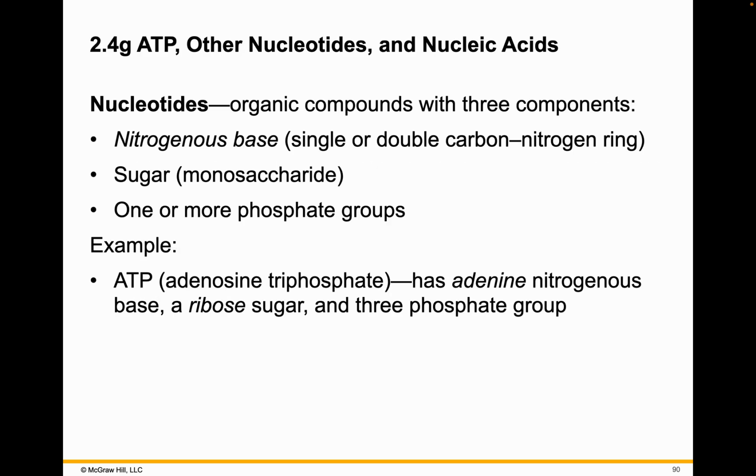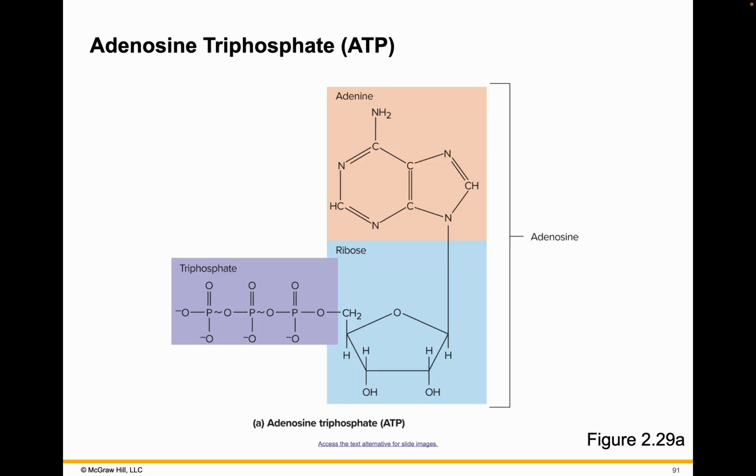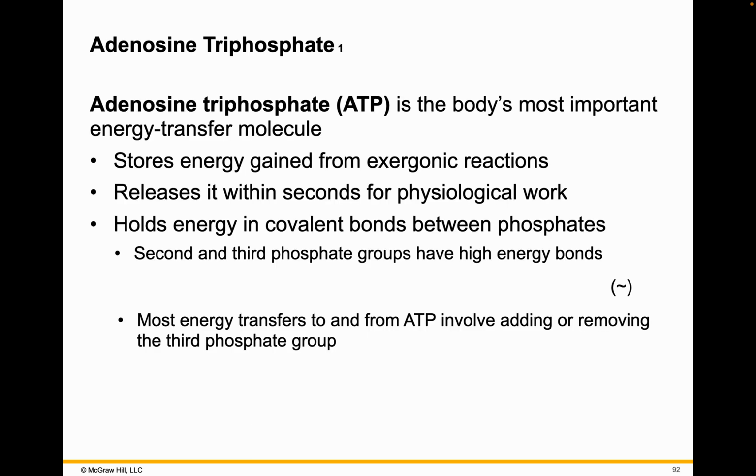Last of them is the nucleotides. Nucleotides are organic compounds with a nitrogen base, a sugar, and one or more phosphate groups. ATP is an adenine with a nitrogenous base, a ribose sugar, and 3 phosphate groups. We're going to talk a lot about ATP this year. There's ATP. It's the most important energy transfer molecule. It stores energy gained from exergonic reactions, releases it within seconds for physiological work, and holds the energy in covalent bonds between the phosphates.